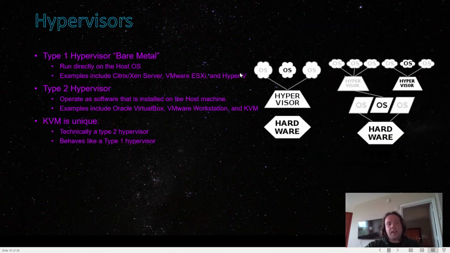And this is where you get into your types of hypervisors. You have type 1 and type 2. So your type 1 hypervisor is often referred to as bare metal. The operating system speaks directly to the hardware, whereas in your type 2 hypervisor, you have this middleman in the middle.